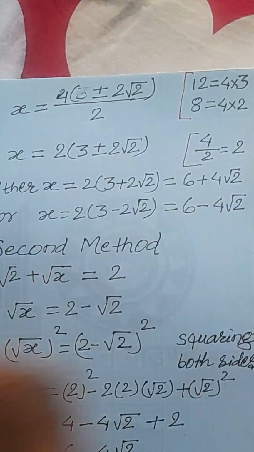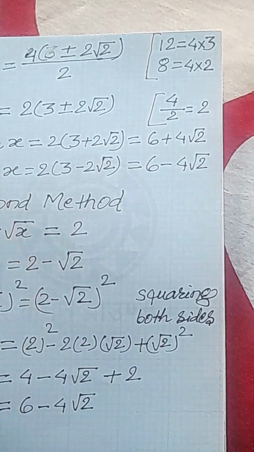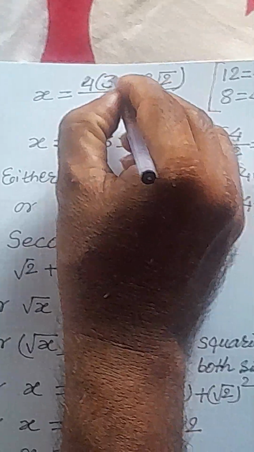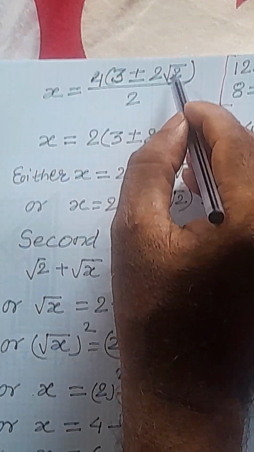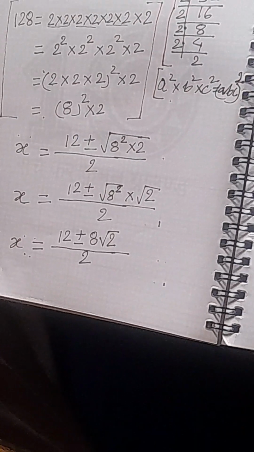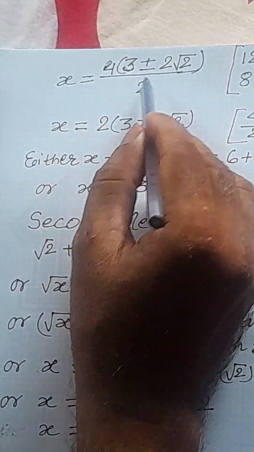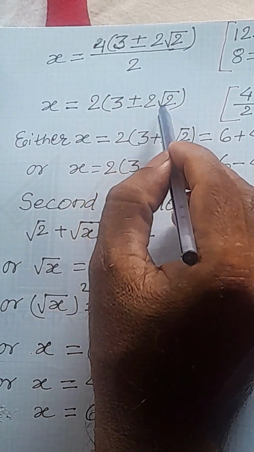4 is common. 4 times 2 is 8, 4 is common. So 4 times 3 is 12, 12 plus minus 4, 4 times 2 is 8, root 2, over 2. So here 2 times 2 is 4, 2 times 2 is 4, 2, and inside the bracket 3 plus minus 2 root 2.